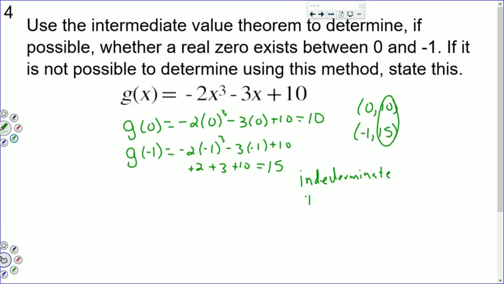Indeterminate because the y's have the same sign. If they were opposite signs, then we could say for certain, yes, there is a 0 between those two values. Okay? Moving on to number 5.